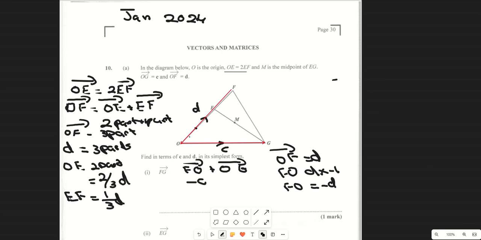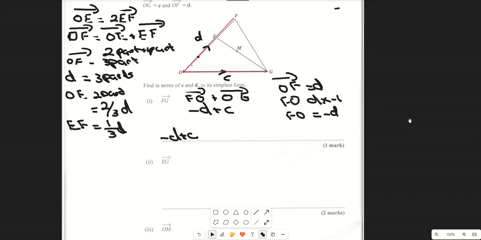So this is negative D plus OG. We already know what OG is. OG is C. So this would be the simplest form, minus D plus C. And that is how you do it. Or you could put C plus minus D. Whichever one, right? This is the same thing as saying C minus D.